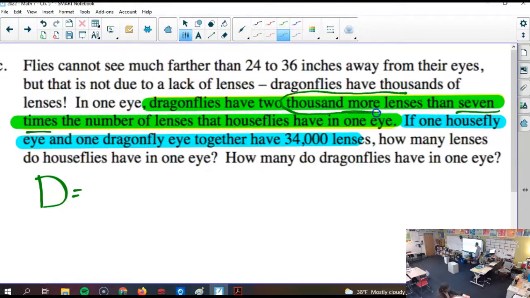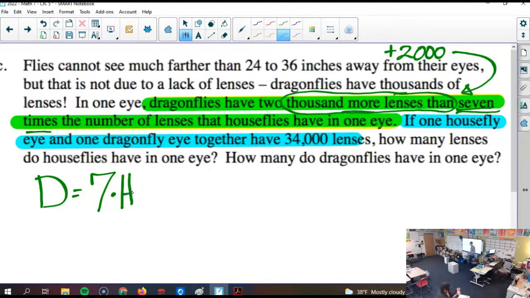So 2,000 more than, guys, this tells us we're going to need to add 2,000. But what are we adding it to? Do you know, Farah, or you want to call somebody else? Well, what about the houseflies? The 7 times the housefly. Well, what variable should we use for housefly? H would work. So 7 times H plus that 2,000.